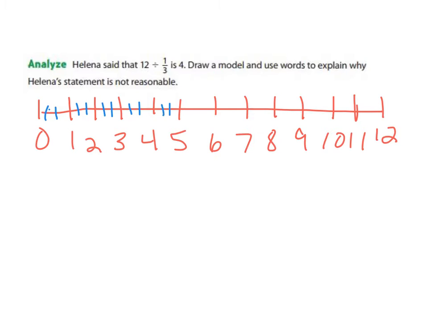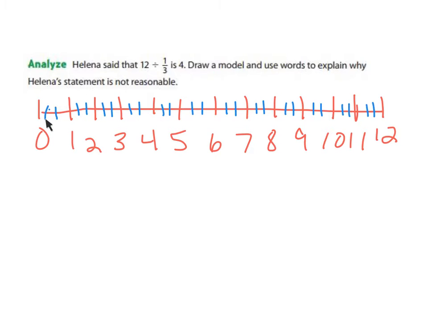So that would involve putting 2 tick marks between each hole. So now I've divided each hole into thirds. Now I'm hoping you're seeing already that there's no way Helena is right, because she says the answer is 4, and we know when you divide whole numbers into fractional parts, you count how many parts you created.